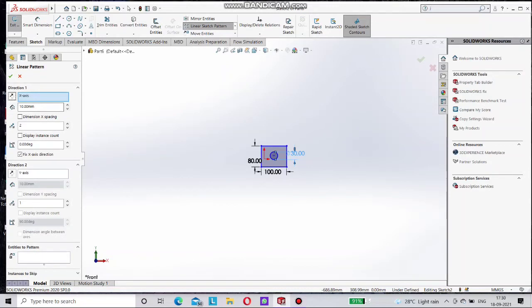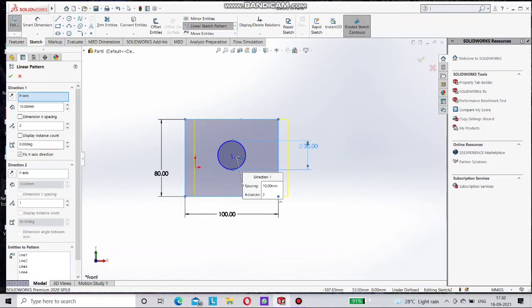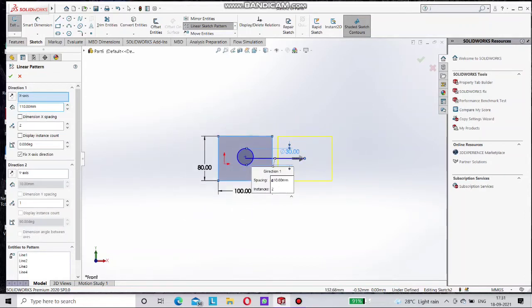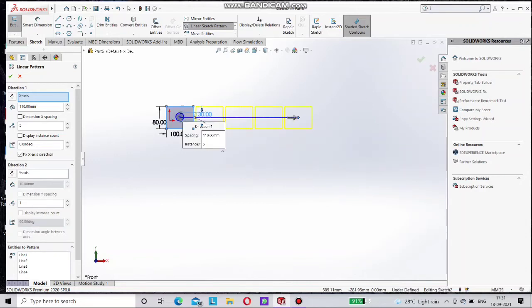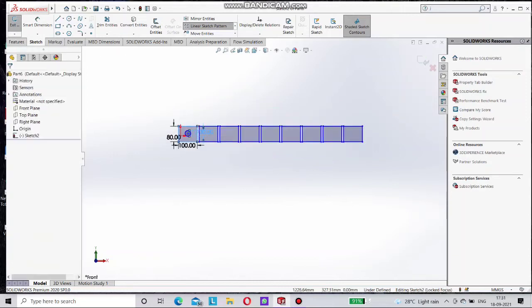First of all, we have to select entities to pattern. So select rectangular, or you can choose one single line also. I am selecting all these lines. You can see here in yellow lines on screen. These are the patterns, and give here a dimension from the first line. You can see here I am giving here a 110 as a dimension, and select here number of entities. You can choose any number of entities like this. You can see clearly visible on screen.